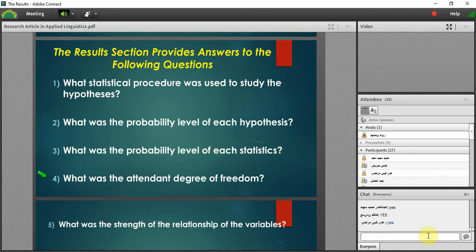My dear students, questions 2 to 4, 2, 3, and 4 are about the data analysis mainly used by statisticians, so don't worry about them.